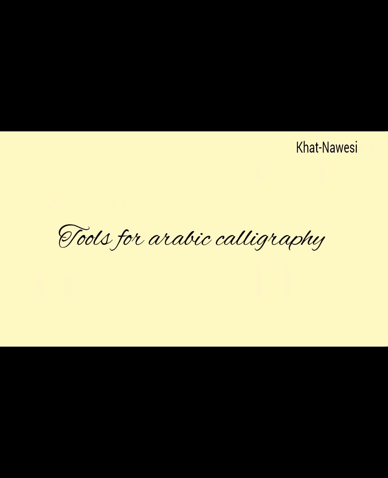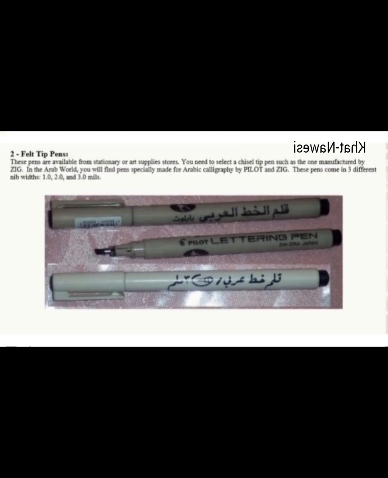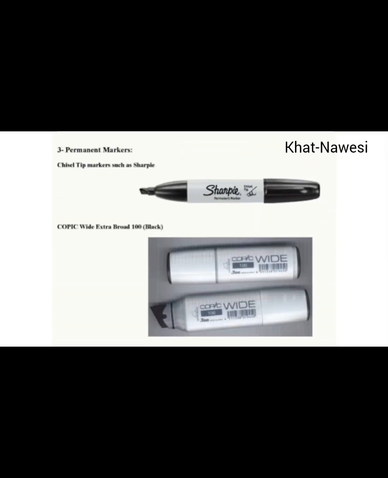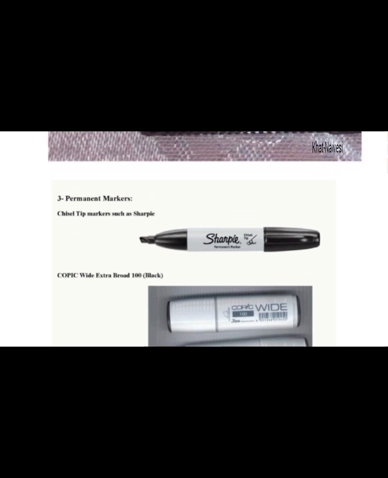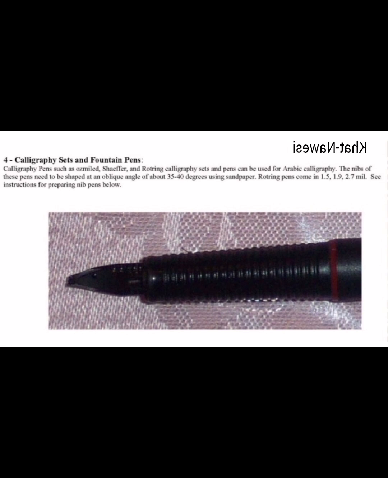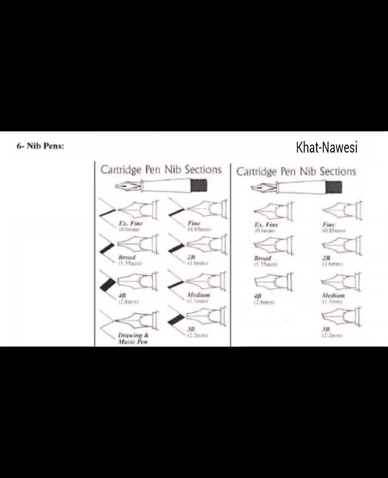The second step in learning Arabic calligraphy is to know about the tools and materials used. First among the tools are the writing tools, for which different materials can be used, like double pencils, felt pens, which are available with 3 different nibs, 1, 2, and 3 mm, permanent markers, which are available in broad nibs and must have a chisel tip, fountain pens, which are used for writing small letters, traditional reed pens made of bamboo, and nowadays available in acrylics too, and nib pens, in which nibs are dipped in the ink again and again to write calligraphy.